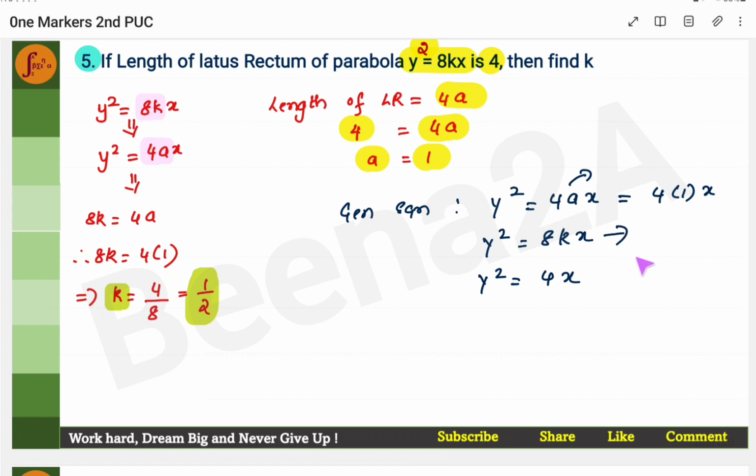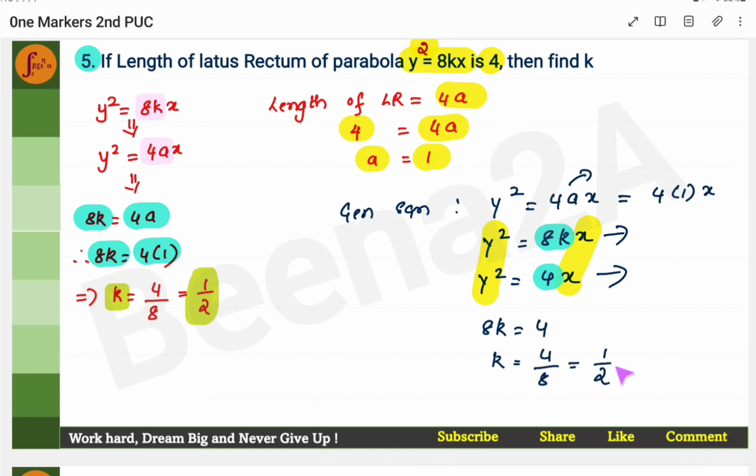Now, you look at this equation and this equation. Y and y is same. X and x is same. Therefore, what does it mean? It means 8k is equal to 4. Therefore, k is equal to 4 by 8, and k is half. Right? This is the value of k.